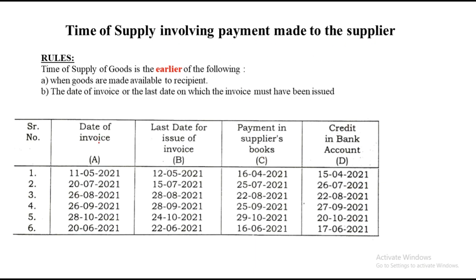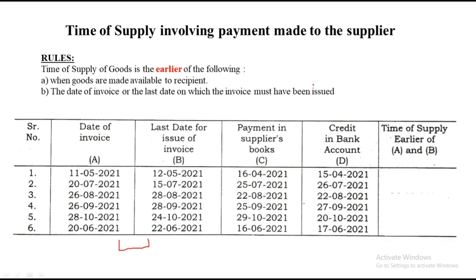The moment you see payment in the supplier's books, understand it is a sum involving payment made to the supplier. In our case, there is date of invoice and last date of issue. There are no goods made available in the question. Among these two, whichever is earlier will be your time of supply. So 11th May and 12th May. 11th is the earlier date, so my time of supply will be 11th May.